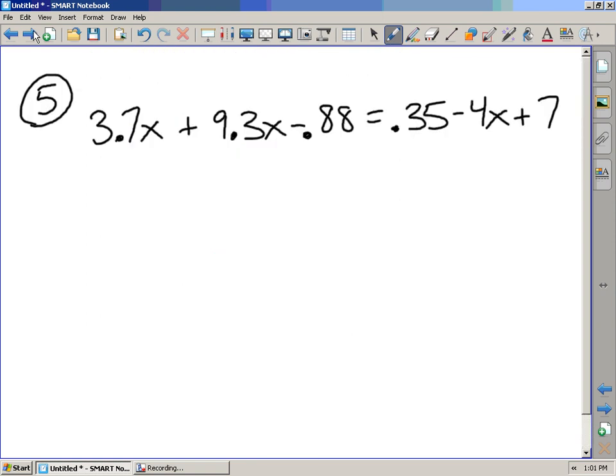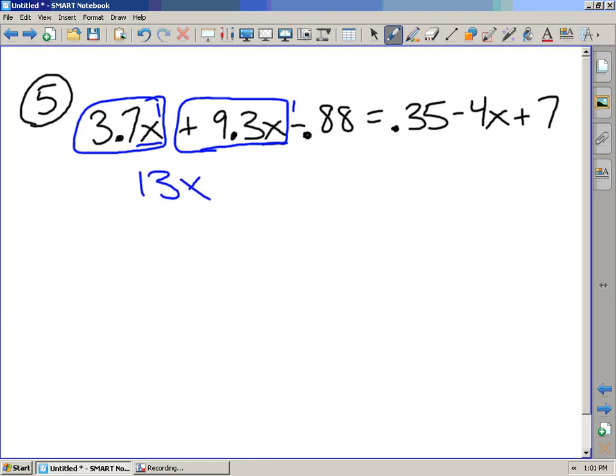The next problem, the last problem in station 2, is number 5. And we're going to see first if we can collect like terms on the left side. And on the left side, you'll see that we can collect like terms. We have two terms that have an x for the variable with a power of 1. So they're like terms if they have the same variable with the same exponent. So we take 3.7, we add 9.3, and we get a total of 13x.